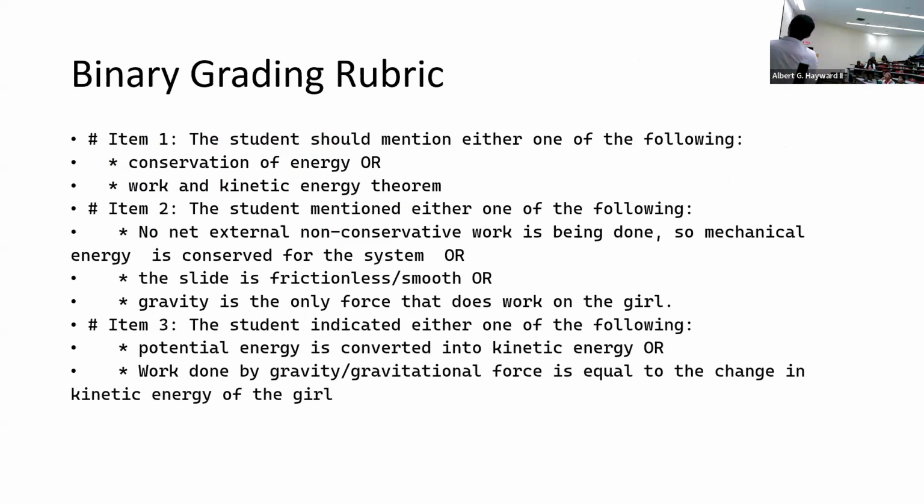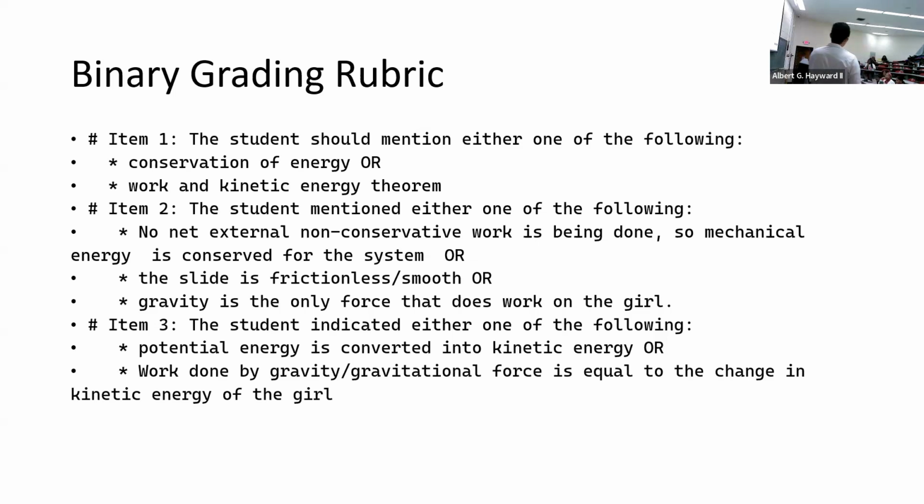So we graded all the student responses based on these 3-item rubrics. First of all, did you use energy? Second, did you justify your use of energy? And third, did you indicate either one of the following, whether potential energy converted into kinetic energy? Anyways, so these are the rubrics that we gave to the instructor or the TA.